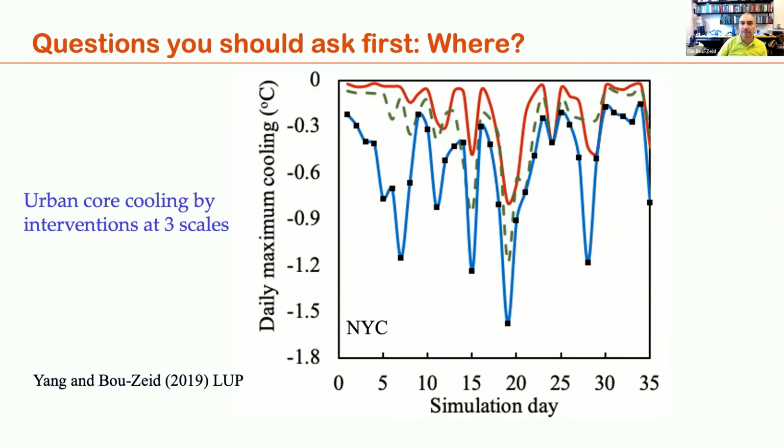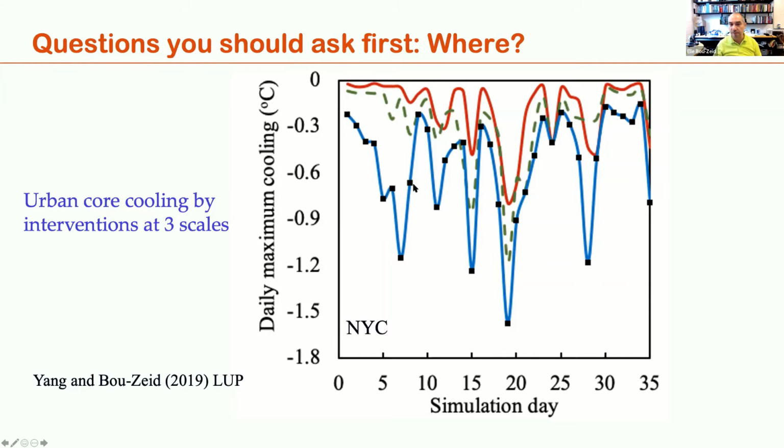So again, this is the cooling over a number of days. The red is for the intervention in Manhattan. The green is for the intervention over the 5 boroughs, and the blue is for the intervention over the whole region. And you can see that in this case, when you cool the area around the city, you benefit quite a bit.